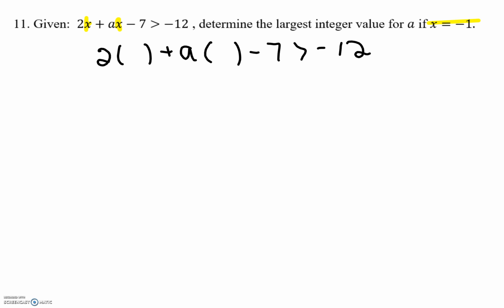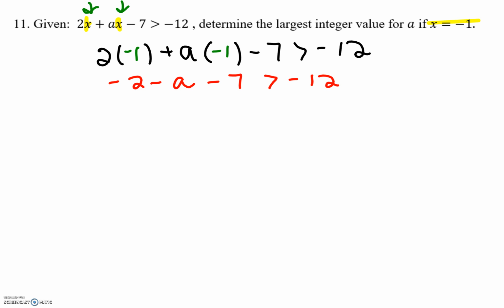For 11, given 2x plus ax minus 7 is greater than negative 12, determine the largest integer value for a if x is equal to negative 1. So every time I see an x, I'm going to replace it with a negative 1. From here, what I want to do is 2 times negative 1 plus a times negative 1, which is a negative a, or negative 1a minus 7 is greater than negative 12.